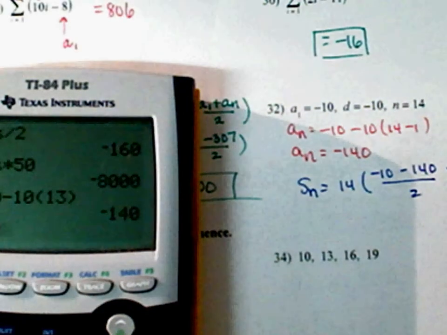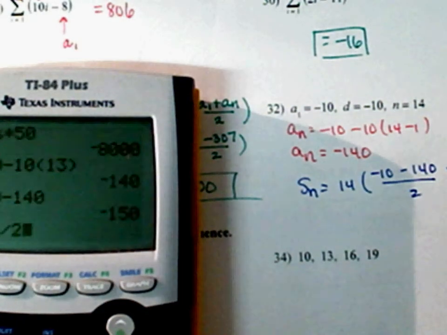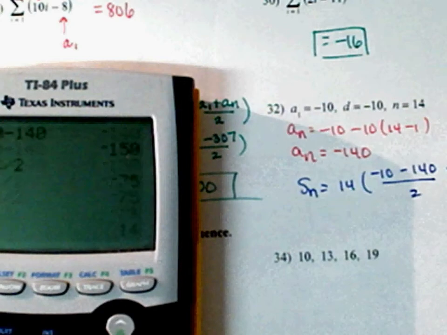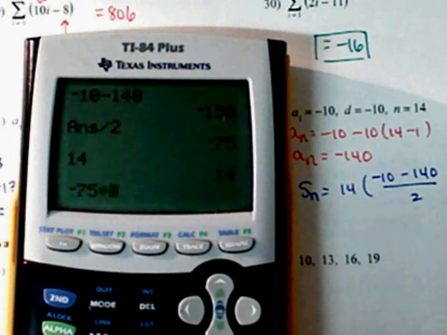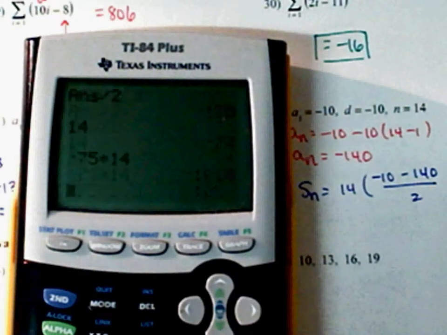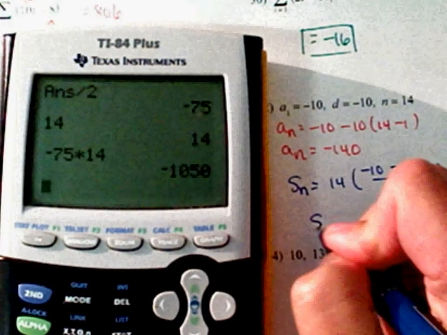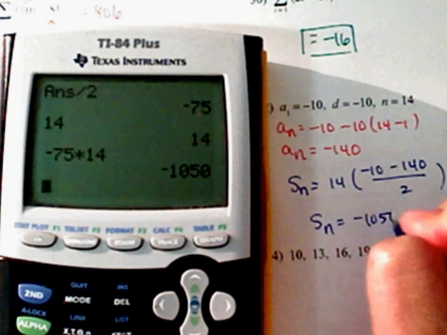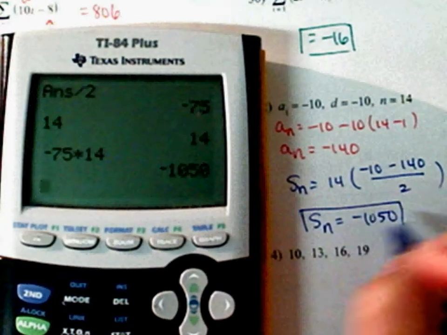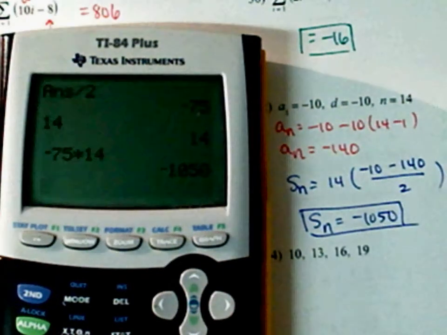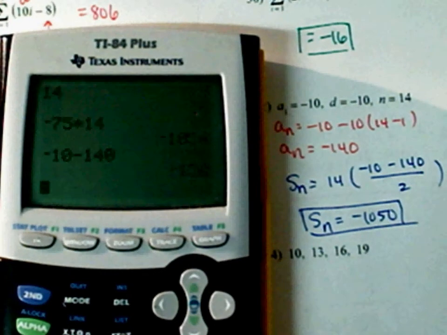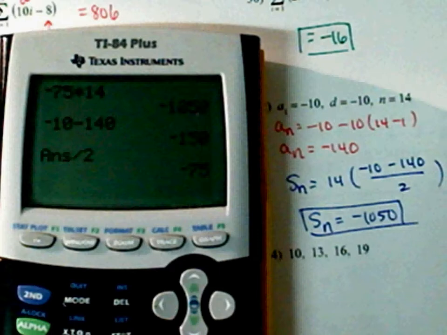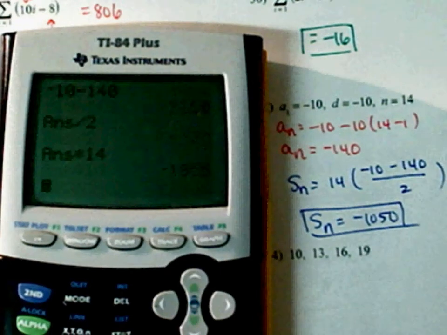Okay, make sure you type it in correctly, just like I have it right there. Oops. Negative 75 times 14. There we go. So the sum is negative 1,050. Okay. Let me double check my math, divide by 2 times 14. There you go. Just want to make sure.